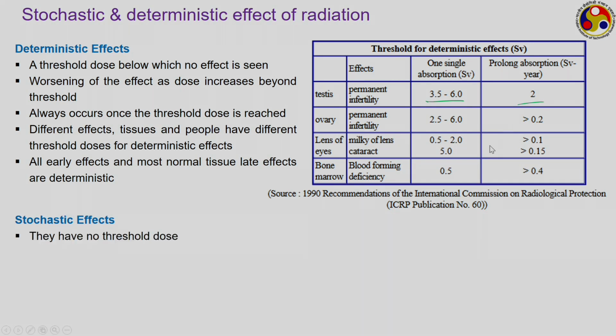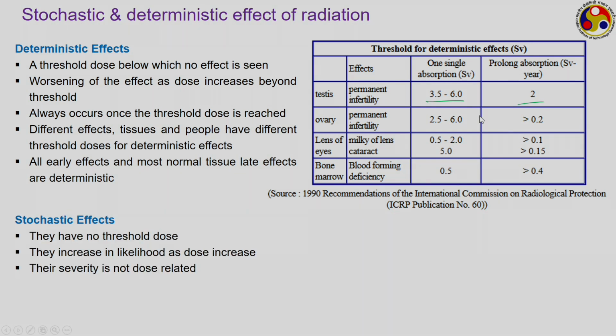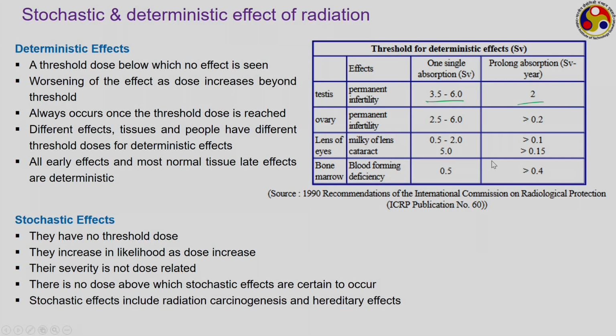The stochastic effect refers to no threshold. The likelihood increases as the dose keeps on increasing, so the effect is more likely, but the severity of the effect is not related to the dose. It just indicates whether the effect is going to occur or not, but how much it is going to affect the subject, it does not say. There is no dose above which the stochastic effects are certain to occur, and this includes radiation carcinogenesis and hereditary effects.